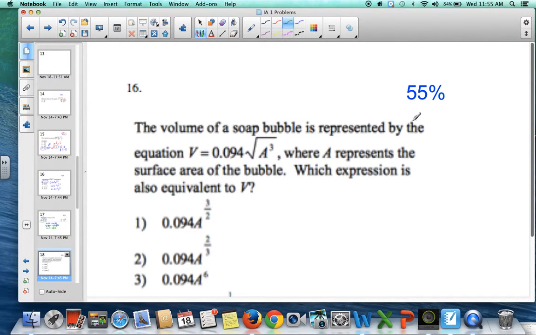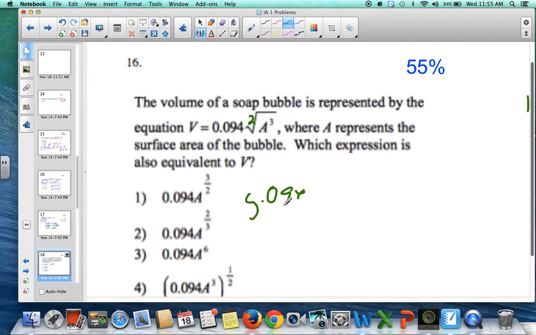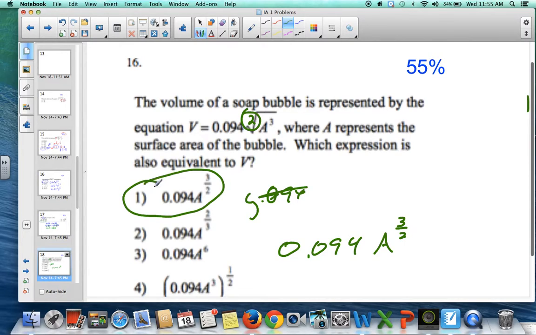All right, this one here, we're just going to look at this symbol right here, and there's an invisible or assumed 2 up there. So this would be 0.094 times a to the power of 3 over 2. Remember, this number is the denominator for the exponent. So that would be this one right here.